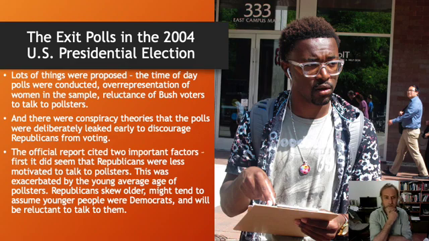So could it have been that the time of day the polls were conducted somehow favored Democrats? Or maybe there seemed to be more women in the sample than normal, and if women tend to vote Democrat more often, that could be it. They thought maybe Bush voters were reluctant to talk to pollsters. That was certainly thrown out there as an issue with Trump voters, right? That since he was maybe mocked by some people, they wouldn't want to tell the pollster they voted for him, even if they did, or something like that. There were even conspiracy theories, right, that the polls were deliberately leaked early to discourage Republicans from voting, because they're going to think, oh, it's all over, right, stuff like that.